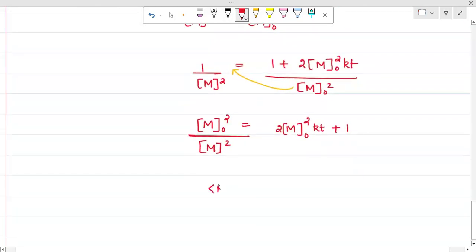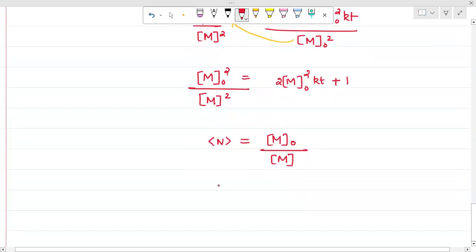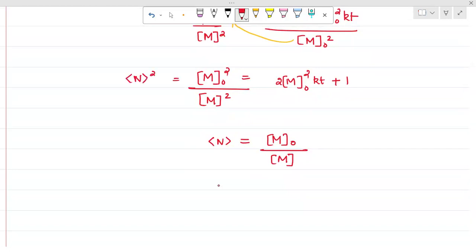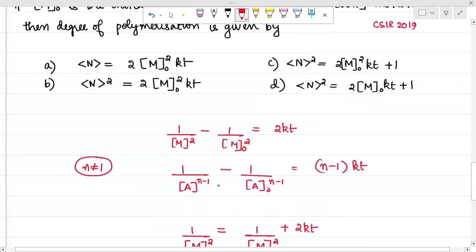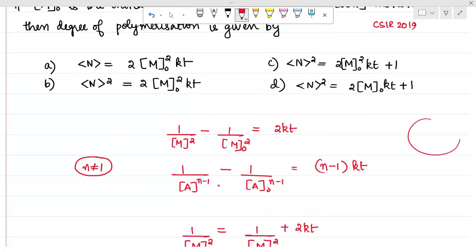Already we know that the degree of polymerization is just m naught by m. But instead what we have here is m naught square by m square. So this is equal to the square of degree of polymerization, and the square of degree of polymerization is 2m naught square Kt plus 1. Square of degree of polymerization is 2m naught square Kt plus 1, and the correct answer is option C. Correct answer is option C.